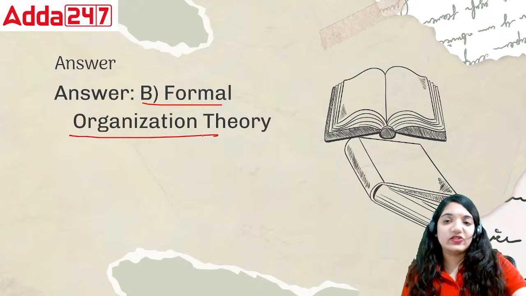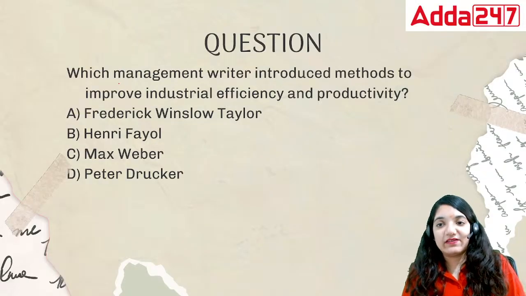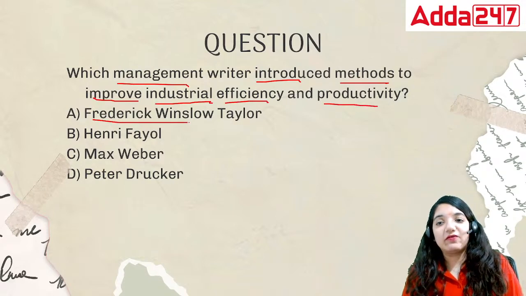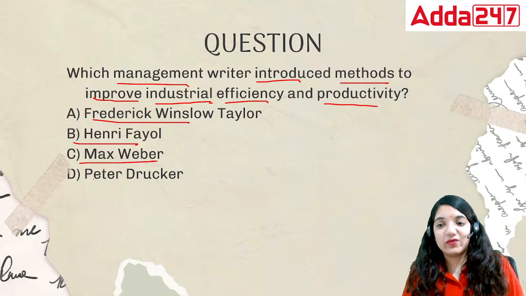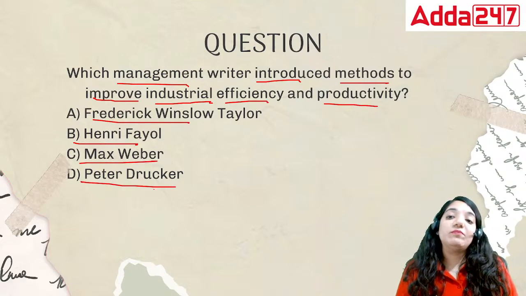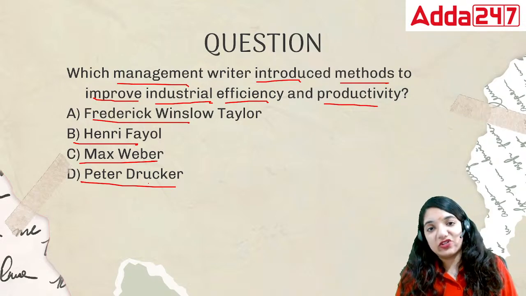Now comes the next question. Which management writer introduced methods to improve industrial efficiency and productivity? Frederick Winslow Taylor, Henry Fayol, Max Weber, or Peter Drucker?